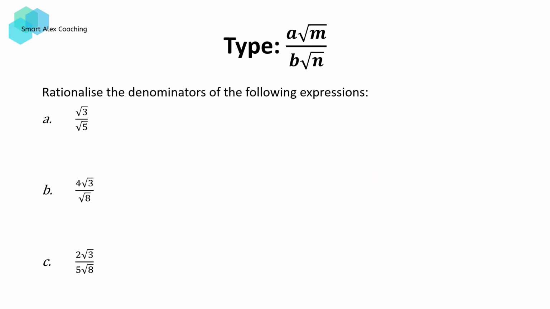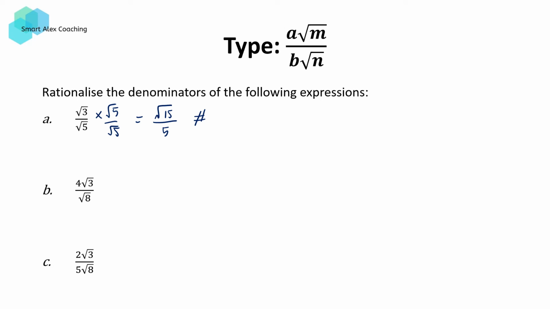In these next examples, we have surds on both the numerator and the denominator. Some students do get confused with this, so just remind yourself that your aim is to only rationalize the denominator. So for question A, root 3 over root 5, I'm going to multiply top and bottom by root 5. On the top, I'm going to get root 15, and on the bottom, I'm going to get 5. It can't be simplified further, so this is our final answer.